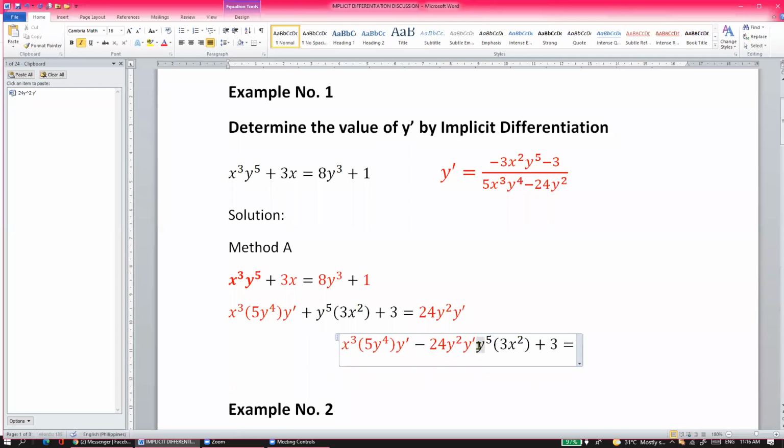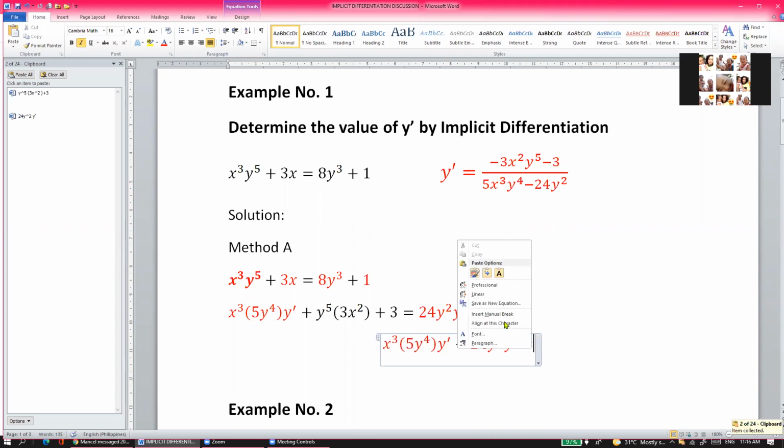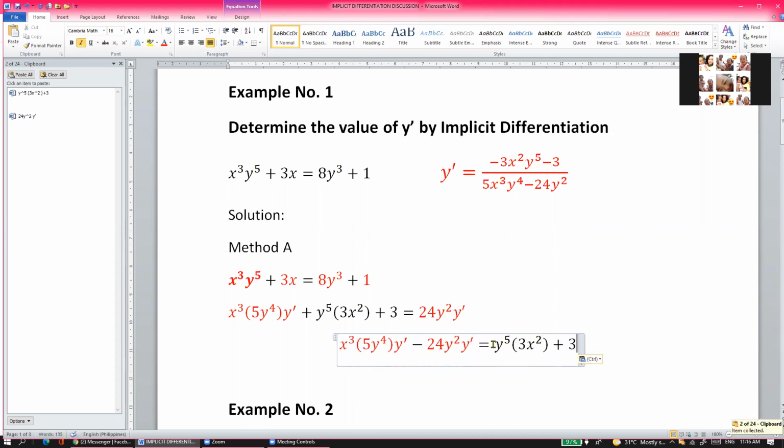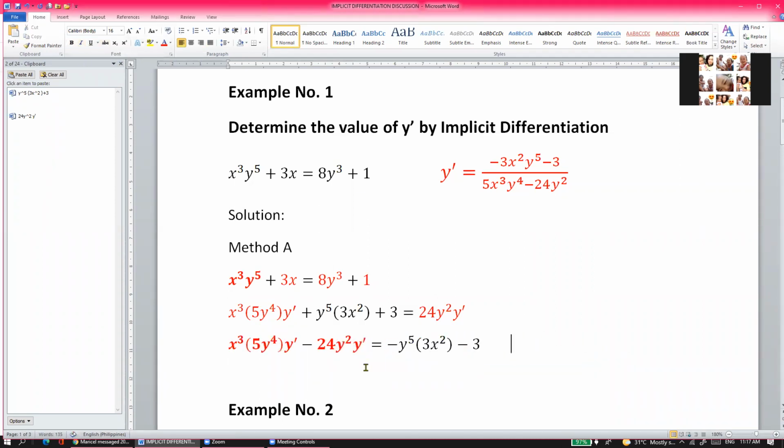So, ito namang mga term na yan, nilipat ko sa right. So cut ko na sila. So since nilipat ko sa right, magiging minus sign lahat sila. So, this will be now minus. And that will also be a minus sign. Now, we have already transposed all the terms not having y prime. And makikita naman natin ngayon, lahat ng may y prime is nasa left-hand side na ng ating equation. Tama?